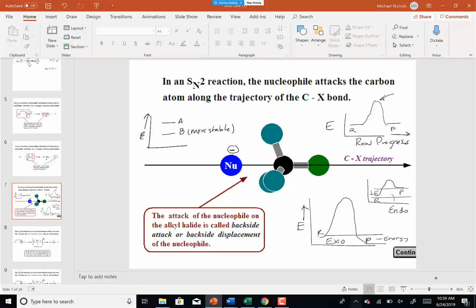But that's what we're doing here. So with these diagrams, we have to have the fundamentals down. And the fundamentals are the lower you are in energy, the more stable you are, and vice versa.